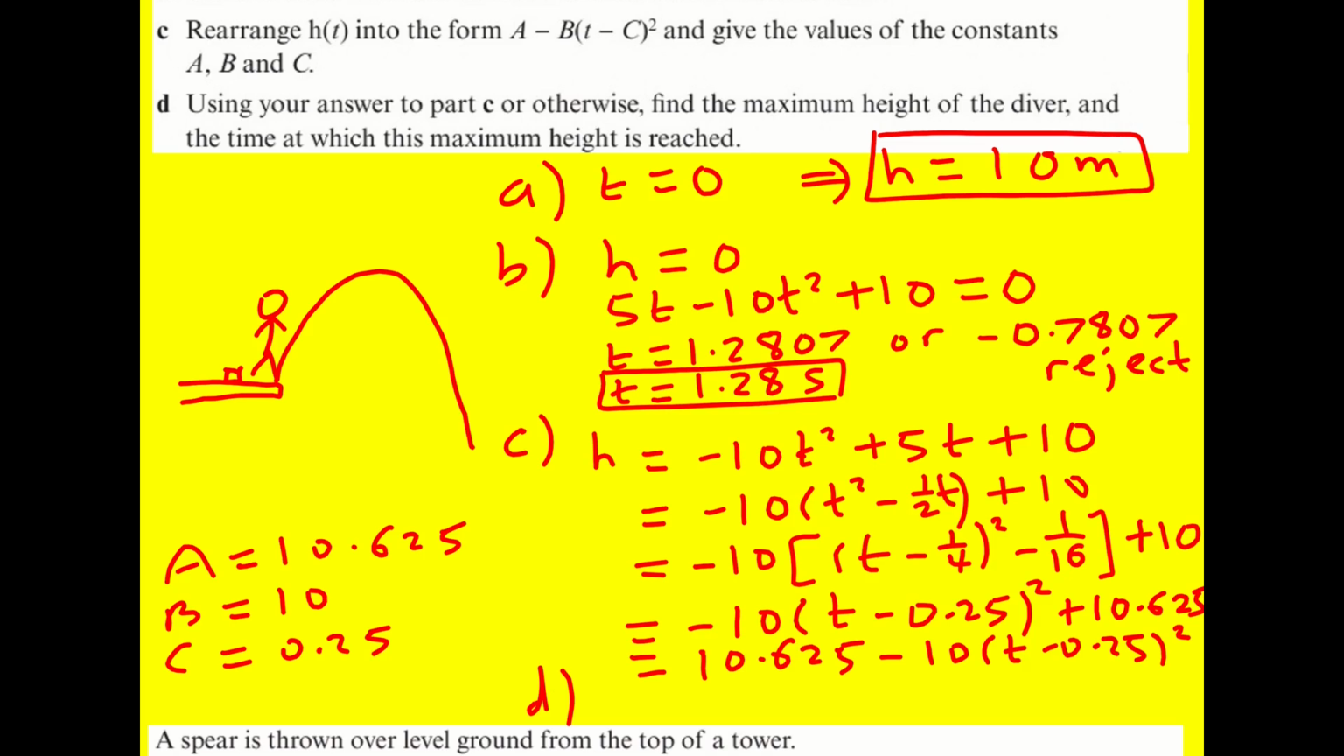So what's the maximum height? It's going to be 10.625 meters. We just jump up an extra 0.625 meters. It kind of makes sense. It's not going to be massively above our original height for a dive if it's being a realistic model, when t equals 0.25 seconds. And that's it. We're done.